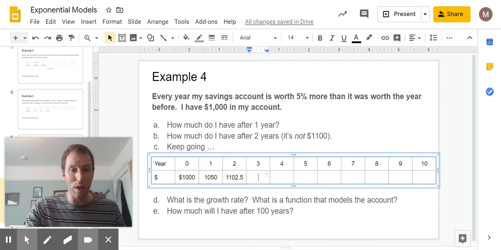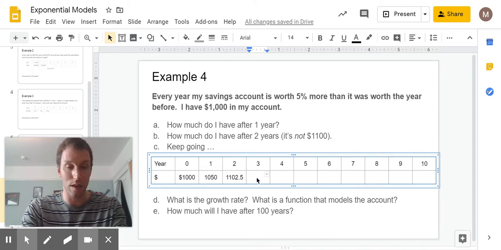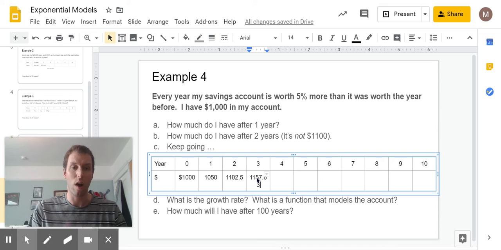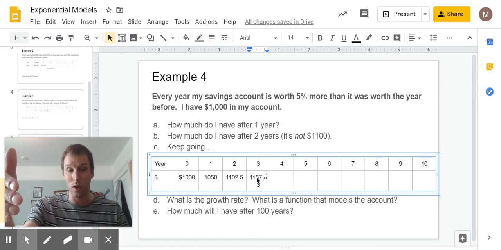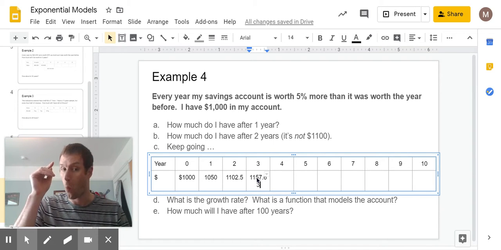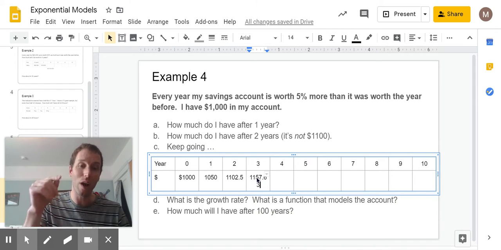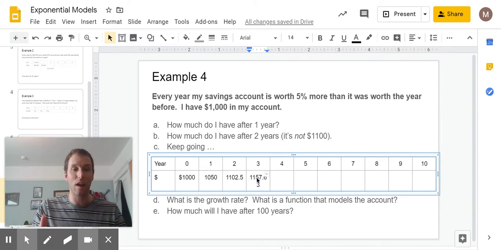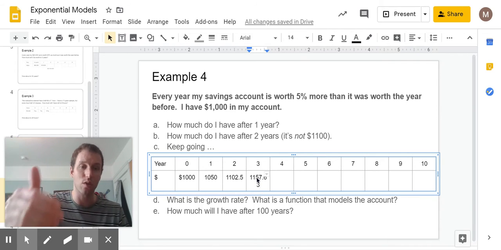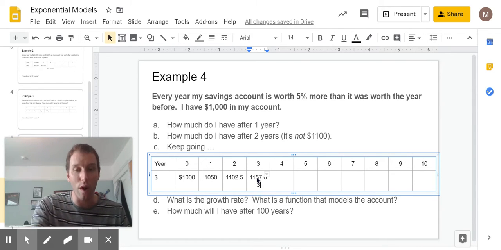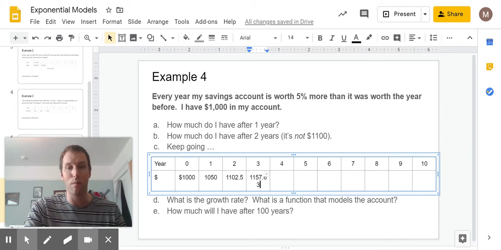What is a single number we can multiply by $1,102.50 to give us how much I've got after 3 years, which is $1,157.63? What can I multiply by that has the same effect as multiplying by 5% and then adding the total? 105%, or 1.05. What I'm saying here is every year my money is worth 105%, or 1.05 times what it was worth the year before. Take that times 1.05 times 1.05 times 1.05 times 1.05.